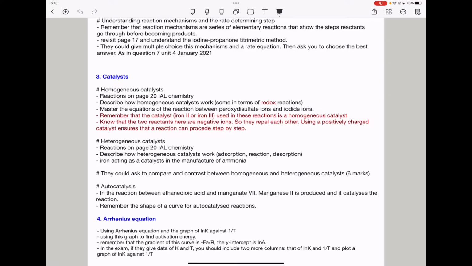And remember that the reason why they use a positively charged catalyst is that the two reactants are negatively charged and they repel each other. Again, to further emphasize, peroxydisulfate is negatively charged, iodide is negatively charged. If they are to react with each other, the reaction is going to be very slow because they will repel each other. So in order to speed up this reaction, a positively charged catalyst is going to be used. Please revisit that page and fully understand the steps of these reactions and how these homogeneous catalysts work.